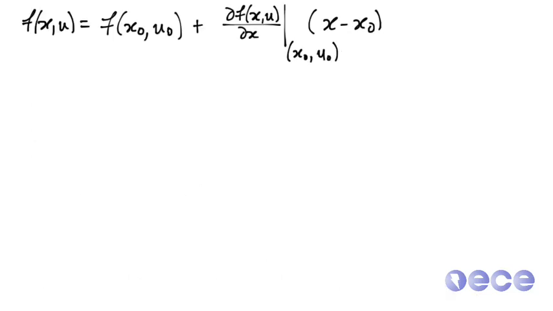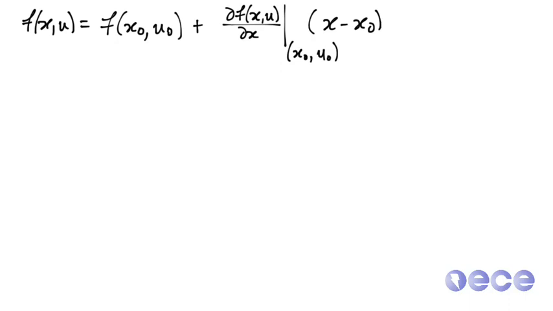Okay. So now let's assume that I have some function f of x, u, and I'm going to write this function as its Taylor series approximation. I take my operating point, f of x0, u0, which gives me the first part of expressing this function. Then I add to it the partial derivative of f of x, u with respect to x, evaluated at x0, u0, and multiply it by the deviation x minus x0.